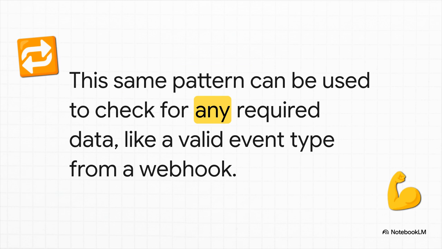And don't think this is just for emails. This pattern is your new best friend for all kinds of data validation. Is a critical field from your webhook missing? Does an event type from Stripe match one of the 3 you're actually looking for? You can build these little gatekeepers for any piece of data that your workflow absolutely depends on.